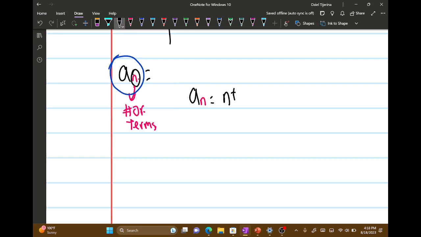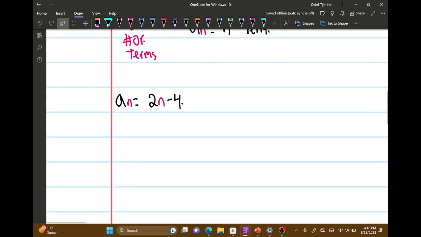So this is called the nth term. For example, if I were to say a sub n is equal to 2n minus 4, I know that whatever nth term I'm trying to find is defined by this equation.